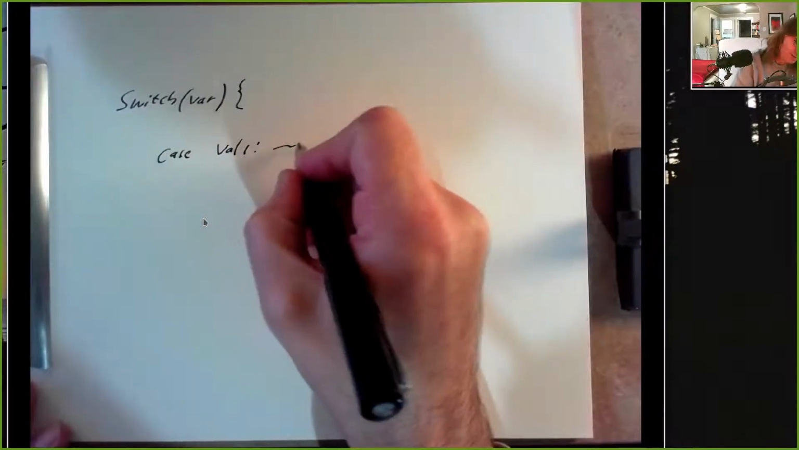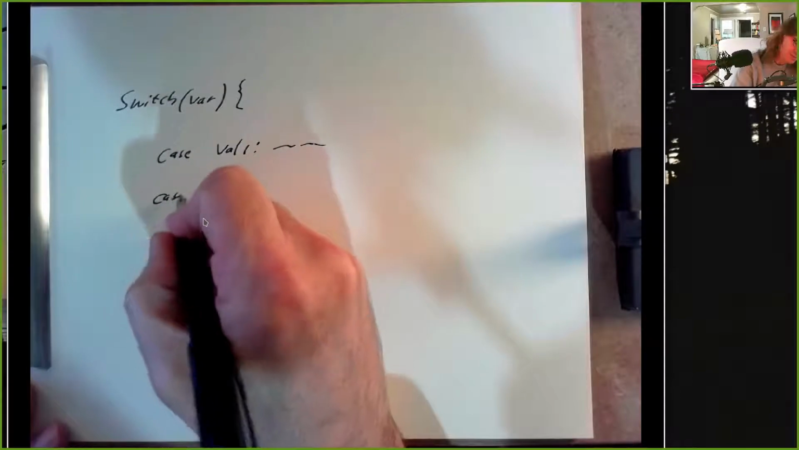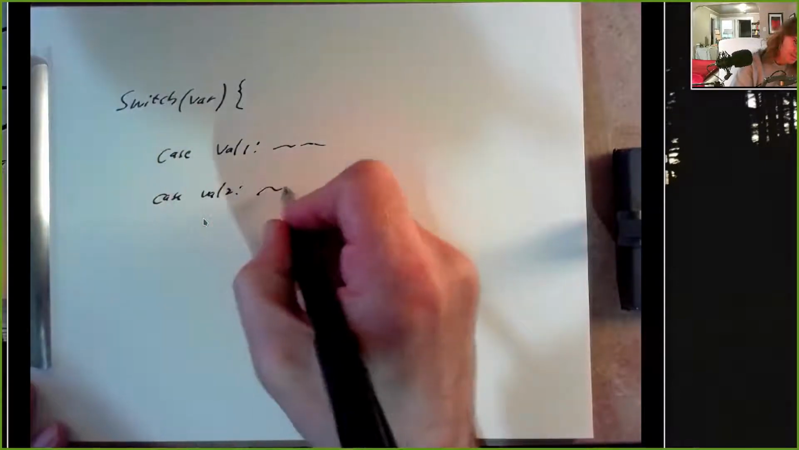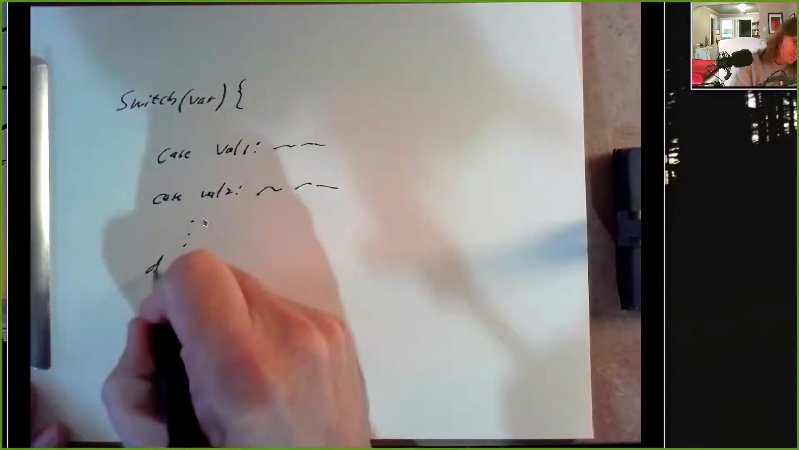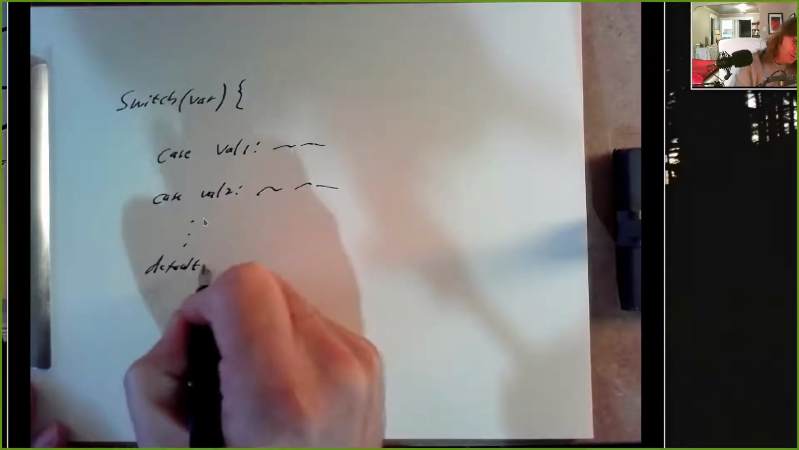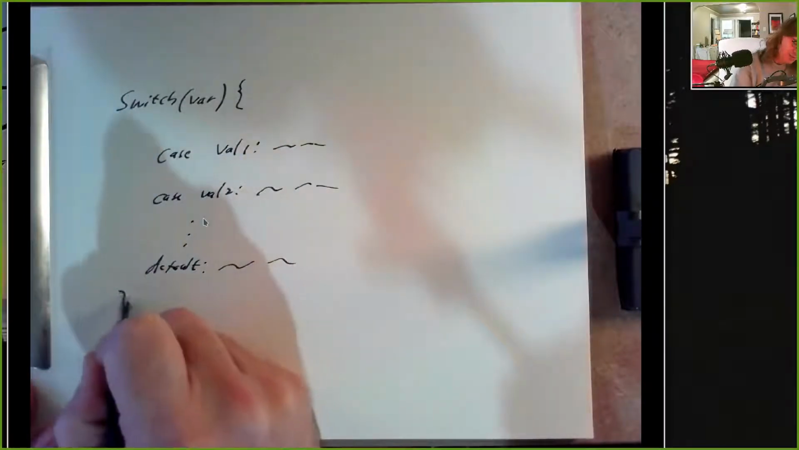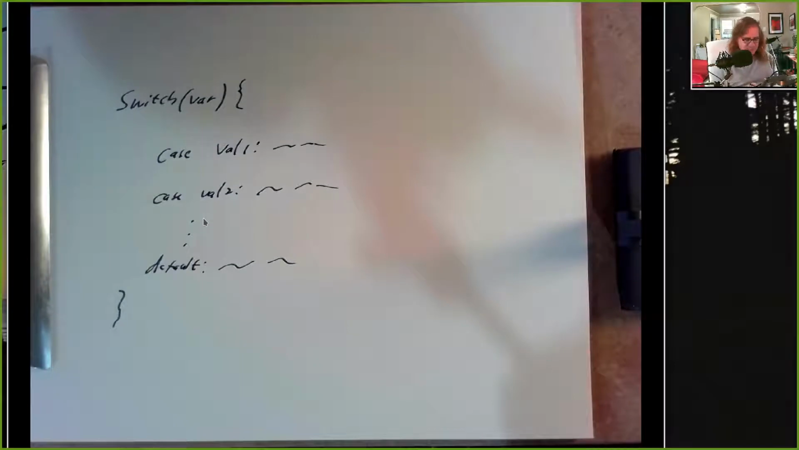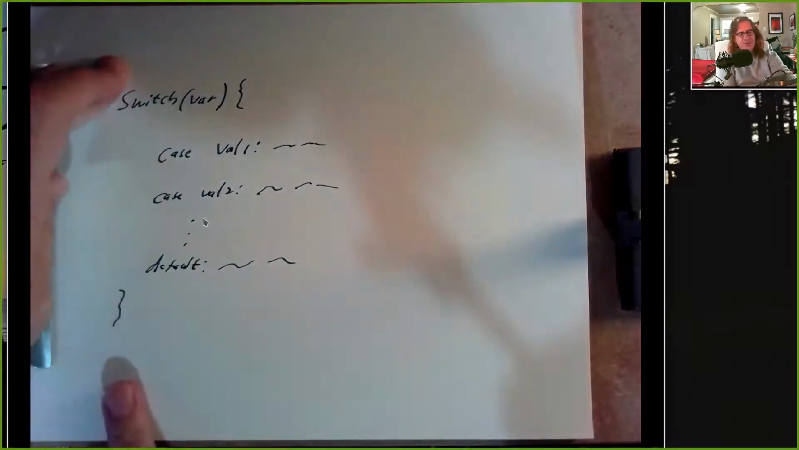So switch on some variable, and then you can say case, value 1 colon, and list a bunch of statements. Case value 2. You're not required to have a default, but you can. And then an end bracket. So that whole thing is your switch statement.